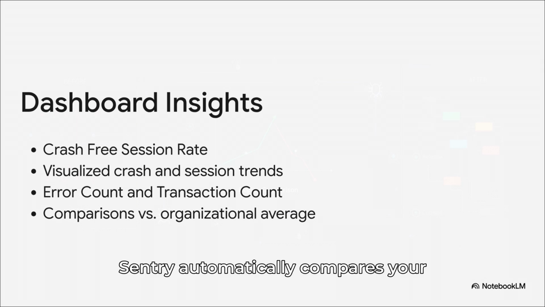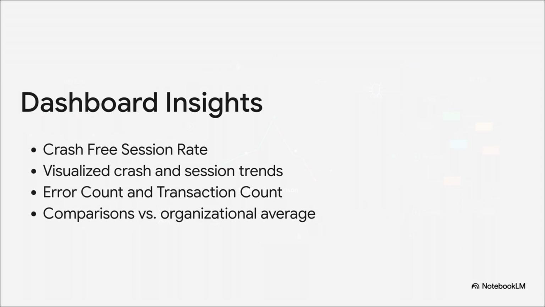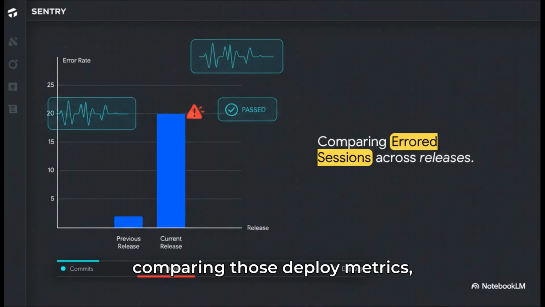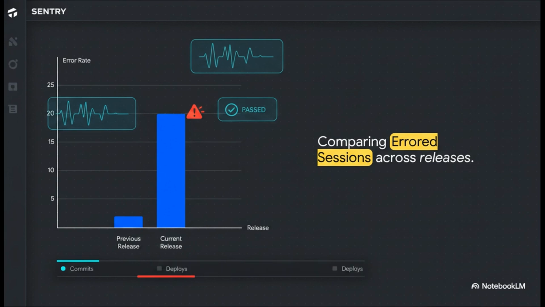Sentry automatically compares your current release's health straight against your baseline organizational average. When you start comparing those deploy metrics, problems just instantly jump out at you. Imagine your previous release had a beautifully low error rate, but the current release is just spiking completely out of control above the baseline. You don't have to guess if a release went bad anymore. The visual contrast tells you immediately, without a shadow of a doubt, that something in this specific deploy is broken.